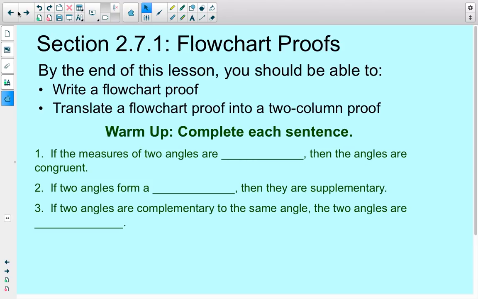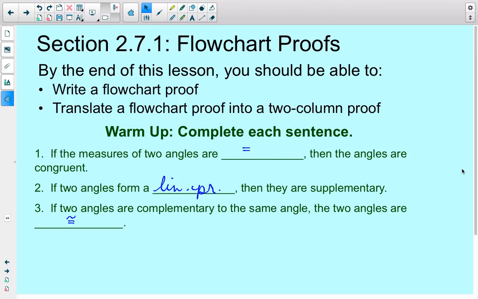Why don't you go ahead and pause, do the warm-up to complete each sentence. If the measures of two angles are what? Then they are congruent. So if the measures are equal, then the angles are congruent. Second one, if two angles form a what? Then they are supplementary. So we have the linear pair theorem that says if two angles form a linear pair, then they are supplementary. And lastly, if two angles are complementary to the same angle, the two angles are congruent.